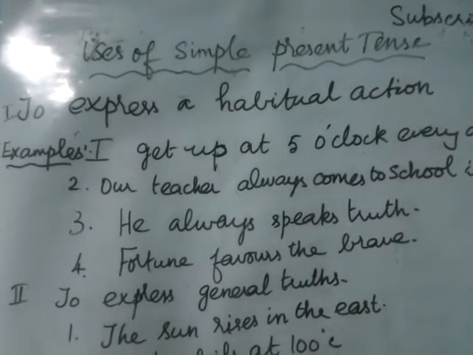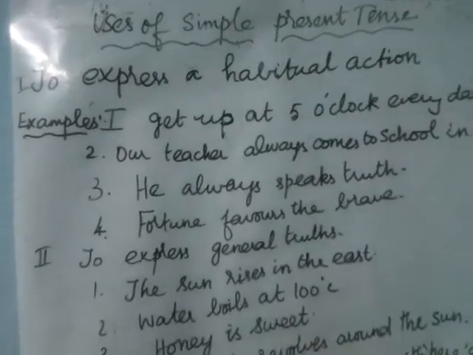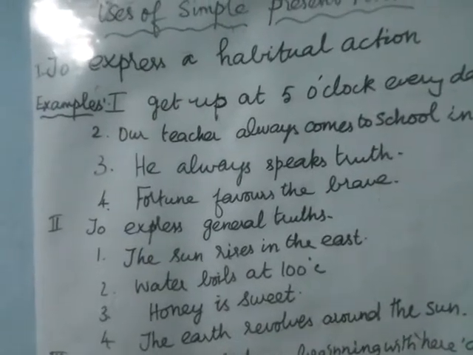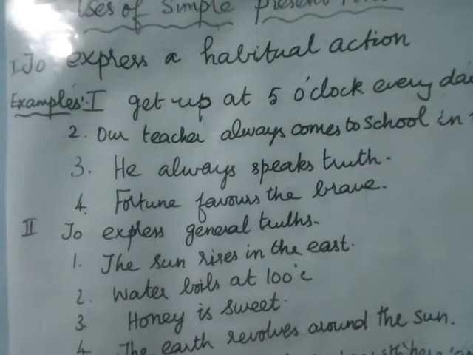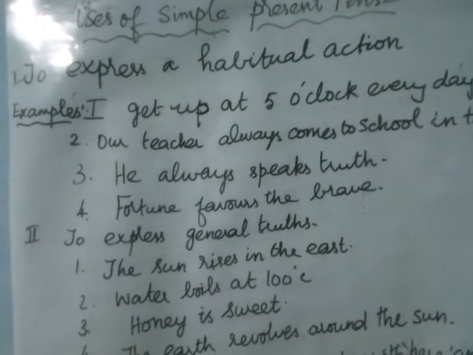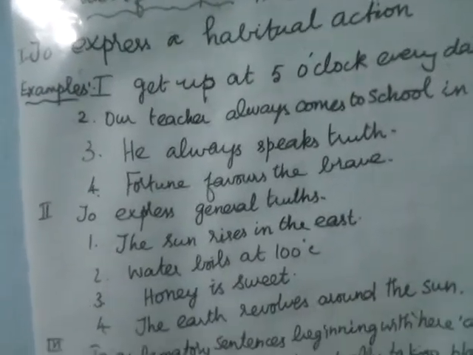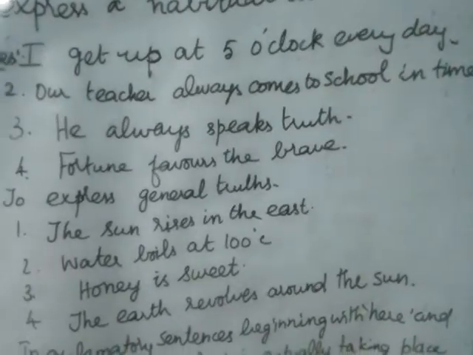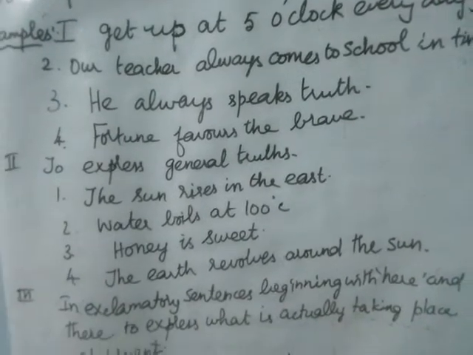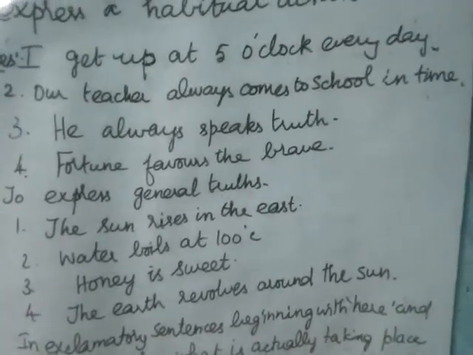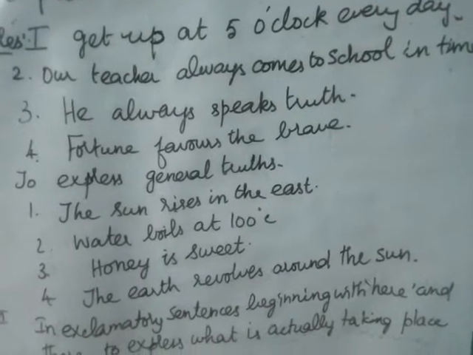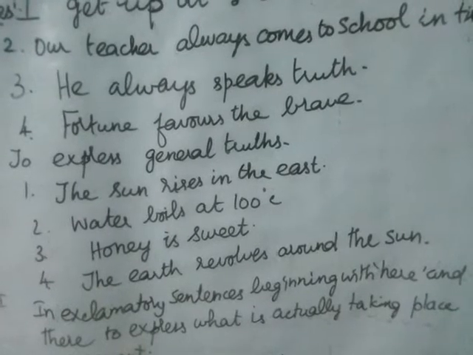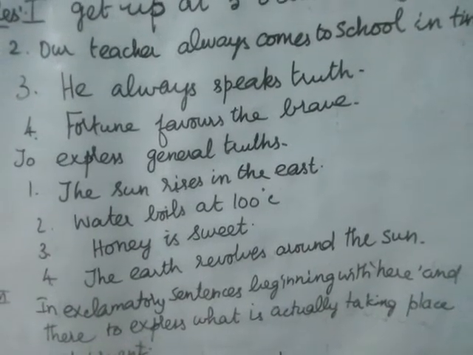Uses of simple present tense. Let us see the uses of simple present tense one by one. First one, to express a habitual action. Examples. Number 1, I get up at 5 o'clock every day. Number 2, our teacher always comes to school in time. Number 3, he always speaks truth. Number 4, fortune favors the brave.